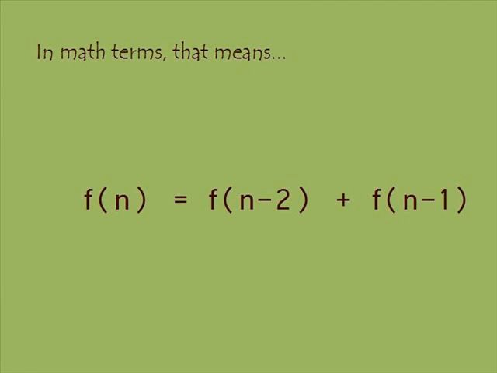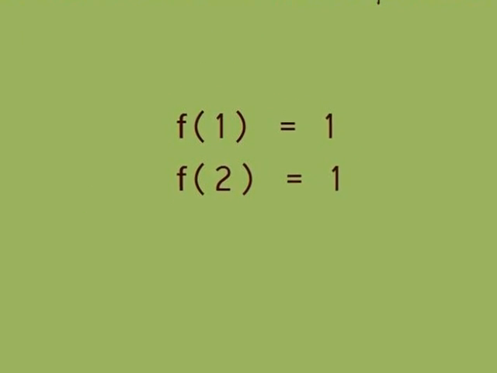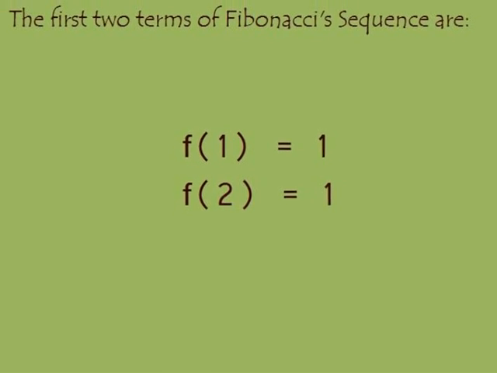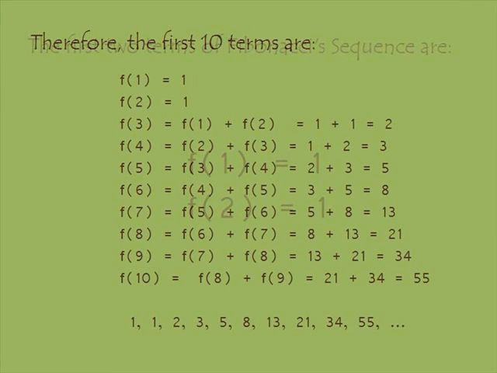In math terms, that means f of n equals f of n minus 2 plus f of n minus 1. In Fibonacci sequence, the first two terms, f of 1 and f of 2, are both 1. To find the third term, you add both of these together to get 2. To find the fourth term, you add 1 and 2 together to get 3. Following this pattern will give you the sequence of the Fibonacci numbers.